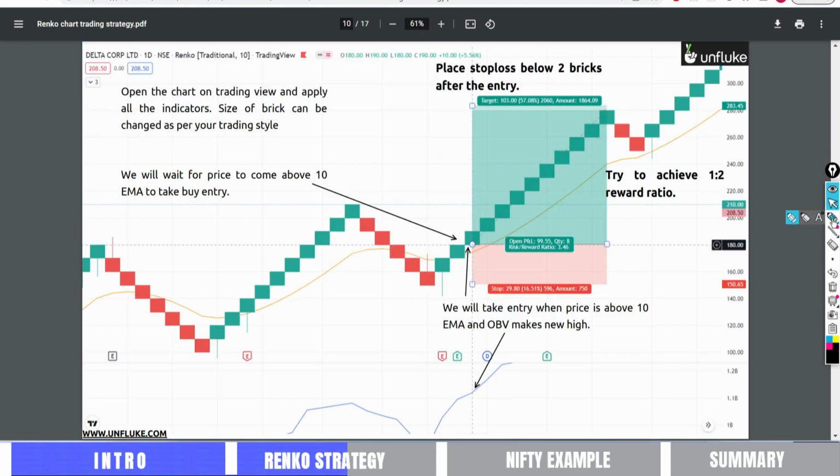Let's take one other example. Again, a similar example I'm showing you on Delta Corp on a daily time frame. Again, you can see that this RENKO is closing above the EMA, and at the same time my OBV is above the previous high, that's showing that more volume is coming in. So I will be going for a buying trade here. Again, I'll be putting this as the stop loss, and again you can see it's a massive trade, 1:4, 1:5 kind of a trade. Generally I will exit at 3x only. So 1:2 or 1:3, that is when I will exit.